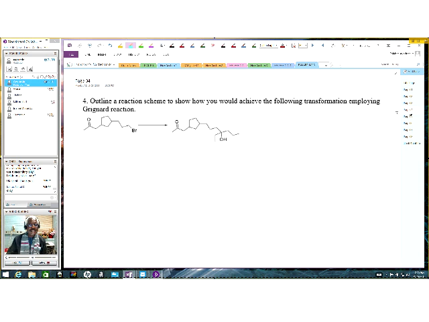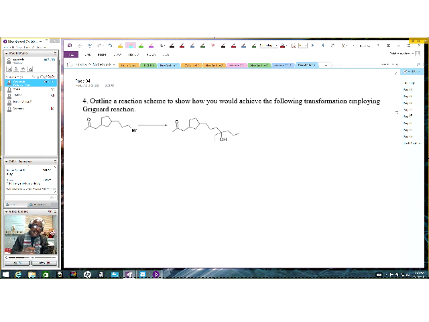Now the question here is: outline a reaction scheme to show how you will achieve the following transformation employing a Grignard reaction. Now you notice here, we are getting to more complex problems. This is a synthetic problem. And for the synthetic problem, most of those reagents we used in the previous question will be very handy. That is why I kept telling you it is important that you know what those reagents will do.